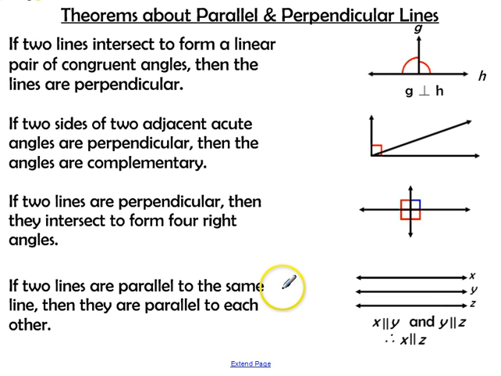If two lines are parallel to the same line, then they're parallel to each other. So if we say that line X is parallel to line Y, and line Y is parallel to line Z, then using the transitive property, line X is parallel to line Z. Because if X and Y never intersect, and Y and Z never intersect, then X and Z should never intersect. And those double L's, that is the symbol for parallel.